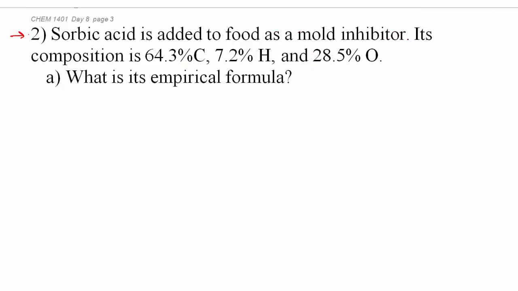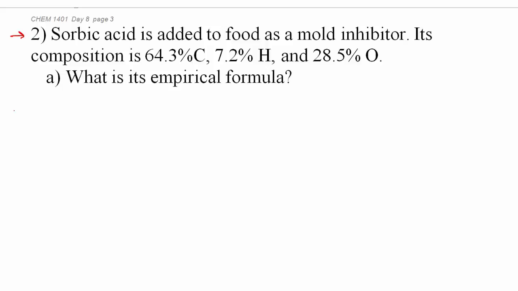Sorbic acid is added to food as a mold inhibitor. Its composition is 64.3% carbon, 7.2% hydrogen, 28.5% oxygen. What is the empirical formula? So you know the game plan. Give it a shot. See if you can get it.